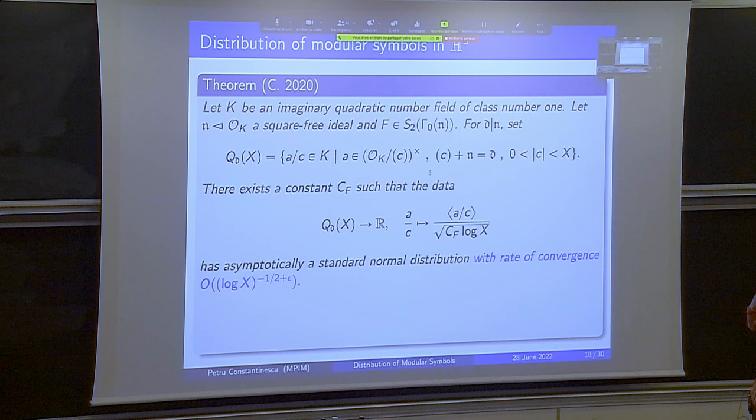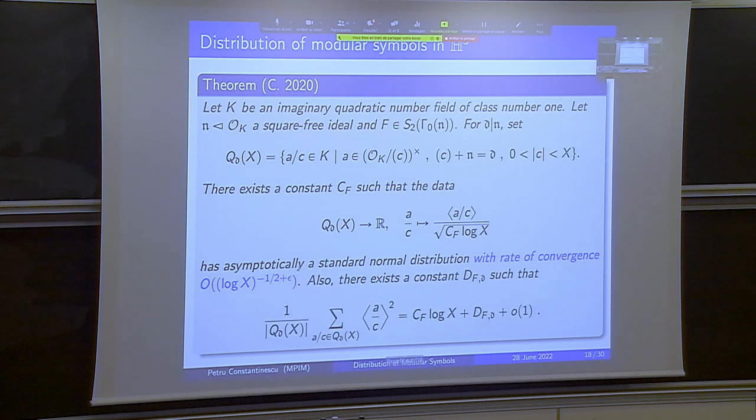What I can prove extra, we can compute an explicit rate of convergence. And this rate of convergence is almost as good as you can hope if you think about the central limit theorem, what you get by the rate of distribution in the central limit theorem. You don't have this extra epsilon. And of course, you get the corresponding statement for the second moment. So there exists a constant depending on this GCD of ideals, such that the second moment here is nice.